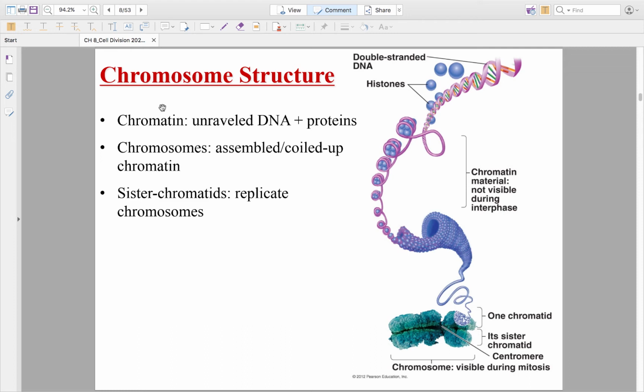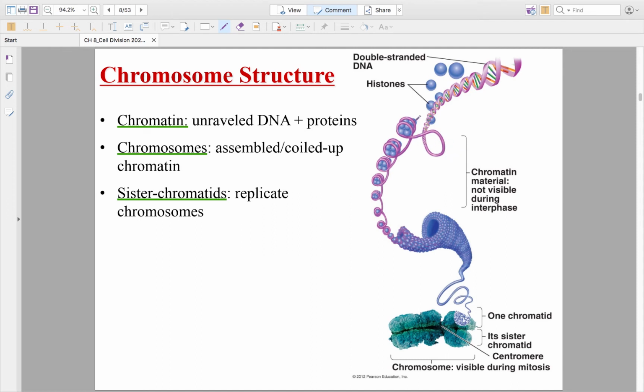Basically, let's talk a little bit about DNA. Now, in chapter 4, I mentioned that DNA, when it's unraveled, is called chromatin. I want you to understand the structures of chromatin and what chromosomes are, and this is a new term called sister chromatids. This shows quite a bit. So here's the DNA. It's the double helix, and notice that it's uncoiled.